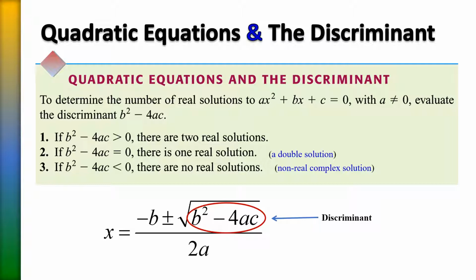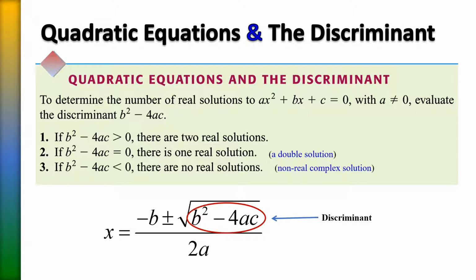Now the discriminant is simply the part under the radical symbol of the quadratic formula. Take away everything else, including the radical symbol. So just the b squared minus 4ac.